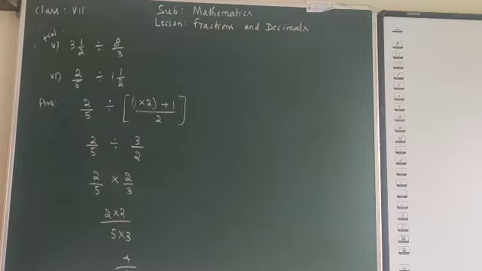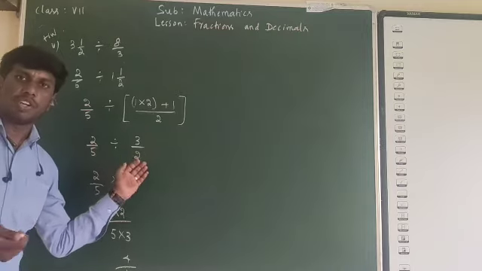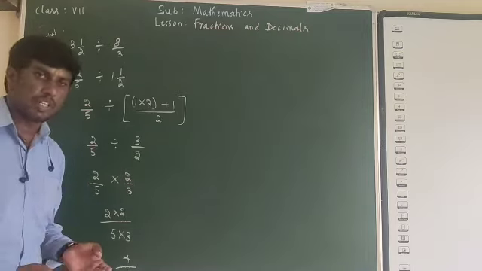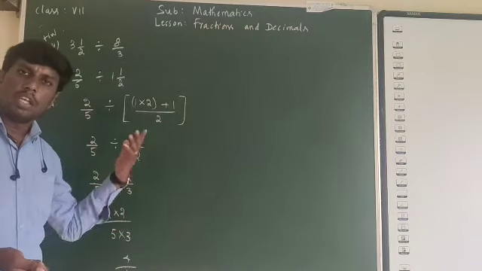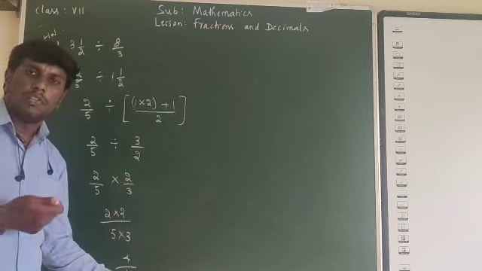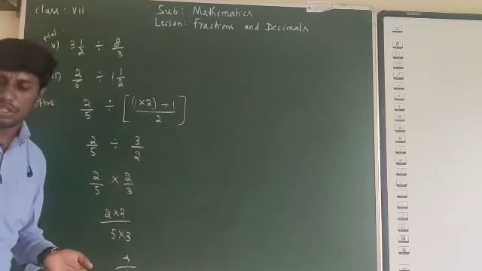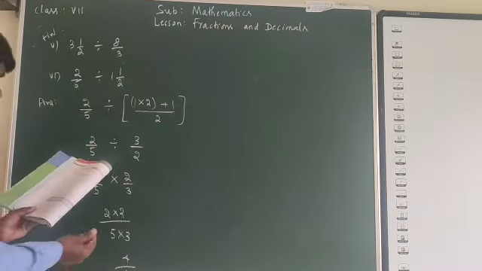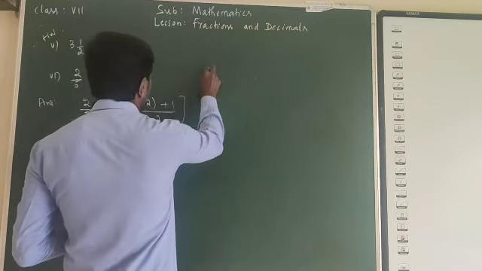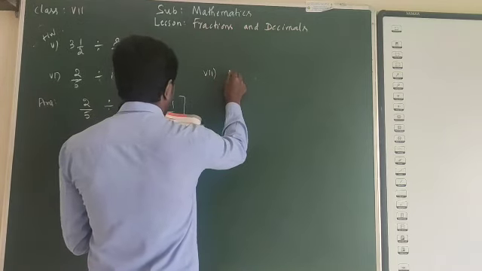Okay, so if a mixed fraction is there, convert that mixed fraction into an improper fraction, then the term will become a fraction divided by a fraction. Then you can continue with the usual method of division. Okay, so this is the sixth one. Seventh one will be again both are mixed fractions.